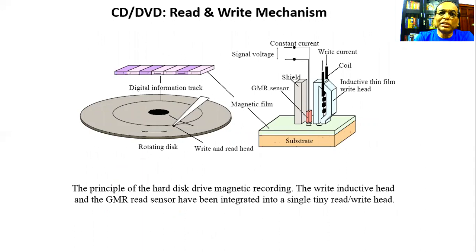CD, DVD, read and write mechanism. The digital information track is fabricated on the rotating disc. The read and write head moves over it without touching. This is a very composite but very advanced type of recording head. It has the substrate, and over the substrate, there is this digital information track.